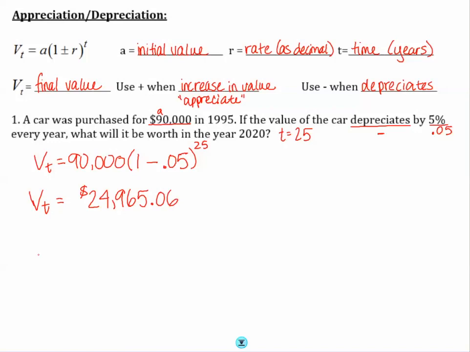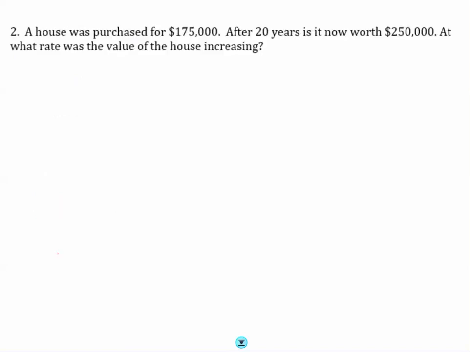Let's look at another example. A house was purchased for $175,000. After 20 years, it is now worth $250,000. At what rate was the value of the house increasing? So we know that originally the house was $175,000, so that is A, our initial value. We're looking at a time span of 20 years, so that's t. Now it is worth $250,000, so that will be V sub t. We are trying to find r.